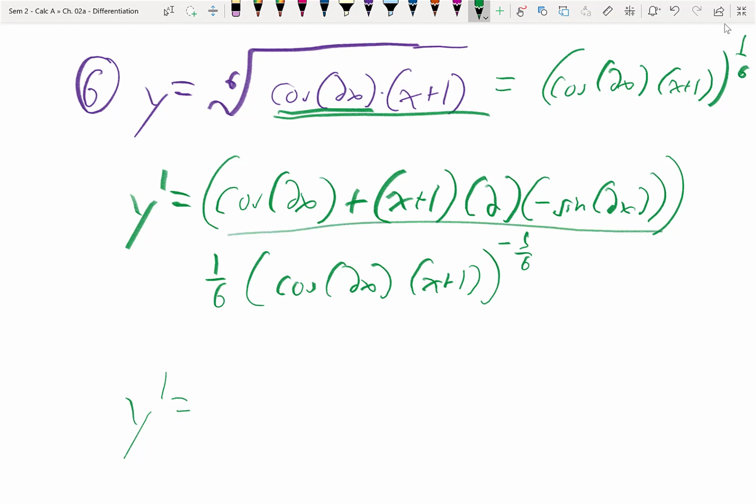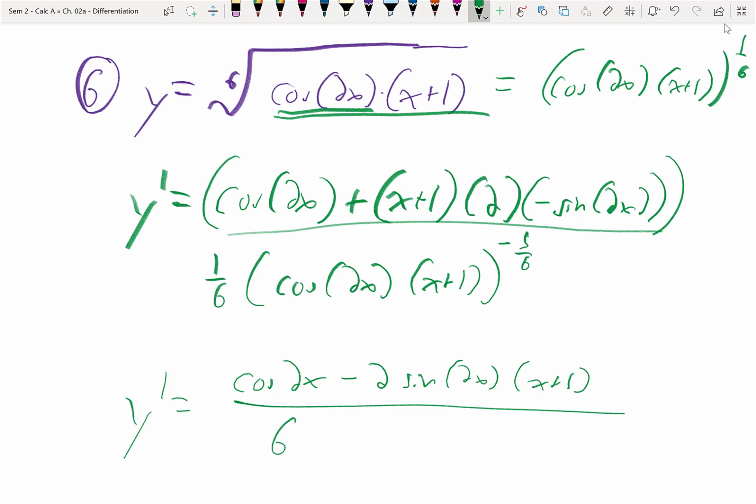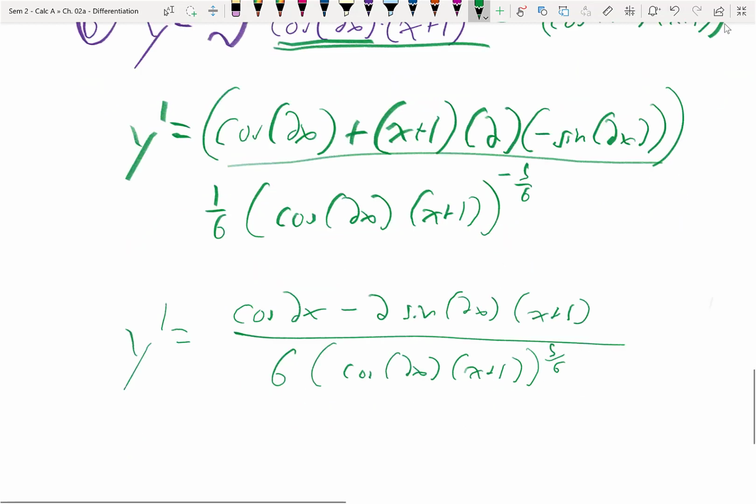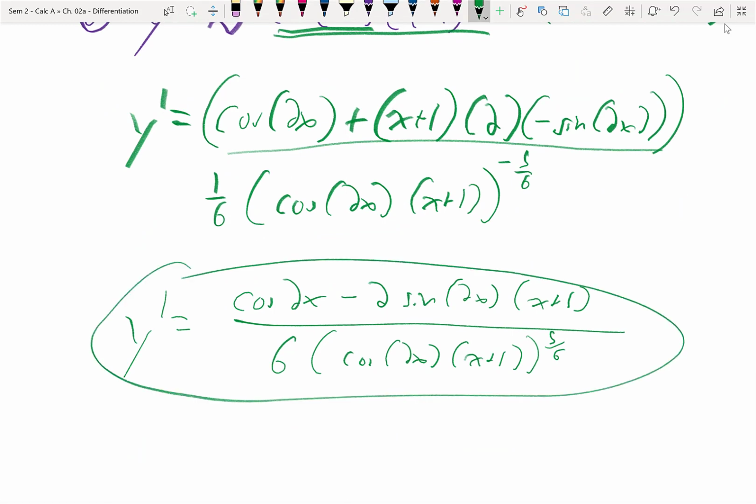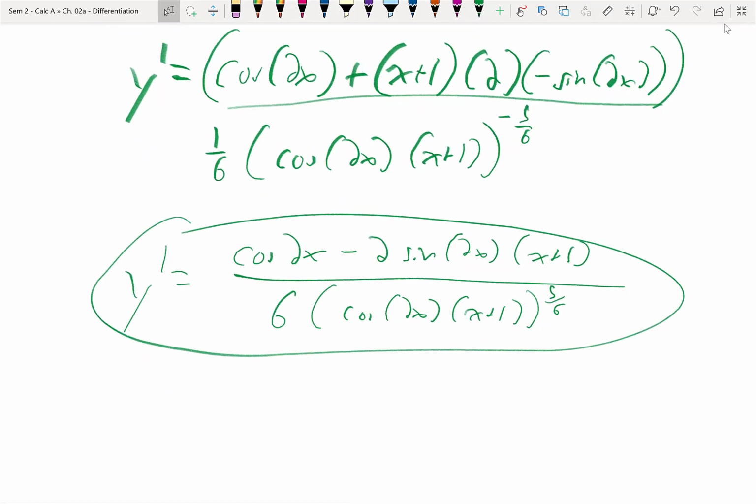is all of this. So the only thing I can really do with that is make that a cosine of 2x minus 2 sine of 2x times the x plus 1 divided by 6, and then I would have this cosine of 2x times x plus 1 raised to the 5/6. That's about as easy as you could make that. So you wouldn't have to go much further or any further than that. There really wasn't a good way to do it. You can't factor a 2 out of the numerator.